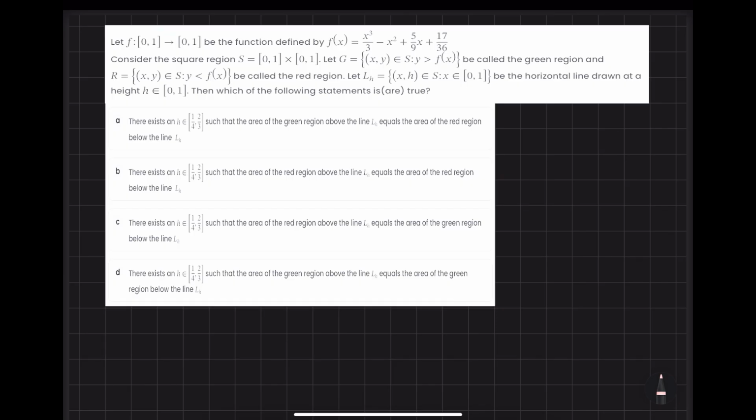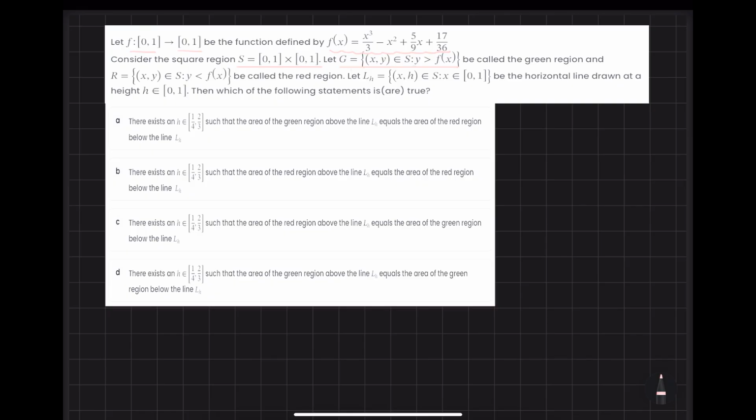So, we got a wholesome new problem which says: let f be a function defined from this to this. So you have f of x as this. Consider the square region S. So this is from 0 to 1 on x and 0 to 1 on y. G is this way. Now, who is G?